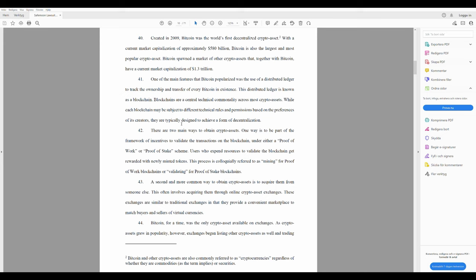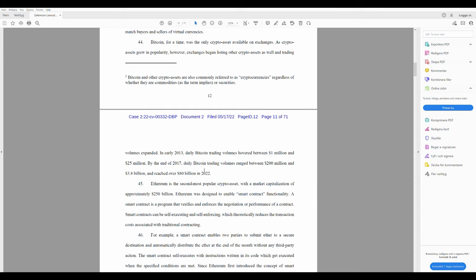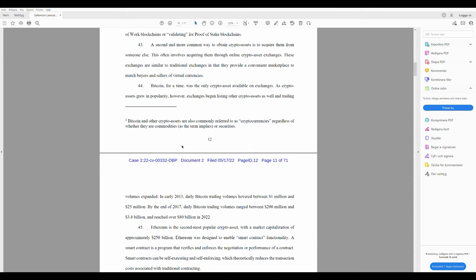A second and more common way to obtain crypto assets is to acquire them from someone else. This often involves acquiring them through online crypto asset exchanges. These exchanges are similar to traditional exchanges in that they provide a convenient marketplace to match buyers and sellers of virtual currencies. Bitcoin for a time was the only crypto asset available on exchanges. As crypto assets grew in popularity, however, exchanges began listing other crypto assets as well as trading volumes expanded.